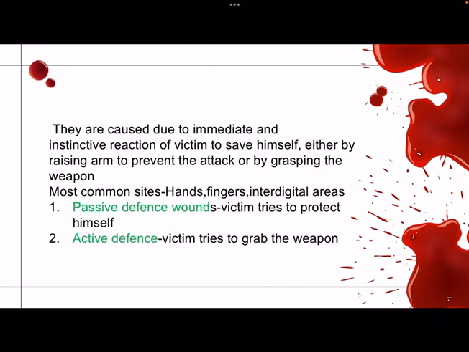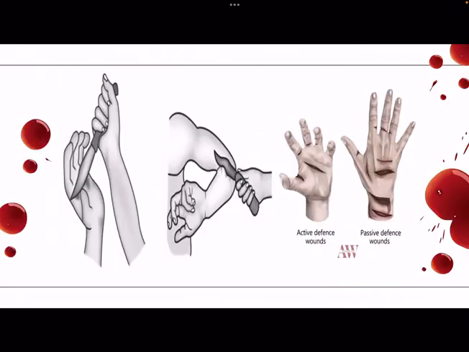What is defense wound? A defense wound is nothing but when a victim tries to save himself. Either he will raise his arm or he will grasp the weapon to prevent the attack. So that is called a defense wound. There are two types, passive defense wound and active defense wound. What is passive defense wound and what is active defense wound? In the first picture that you are seeing, this is active defense, and the second picture is passive defense.